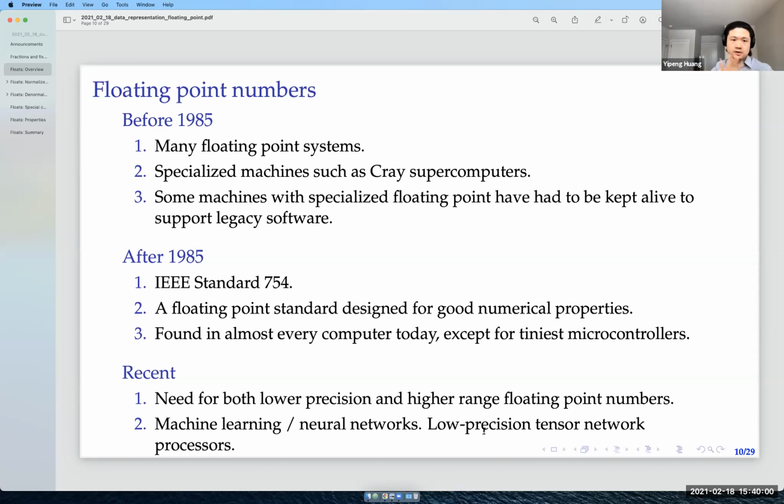Okay, so this is just kind of a big picture view of where we got to the standard and where it's heading into the future. All right, so I'll take some real quick questions here before we dive into the mechanics of floating point numbers.